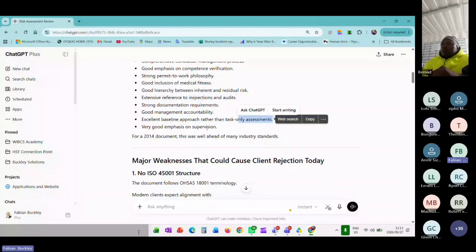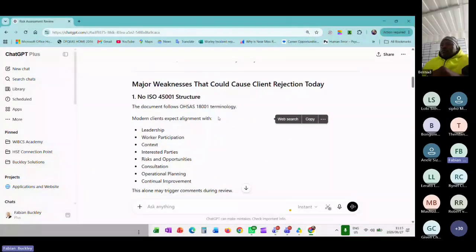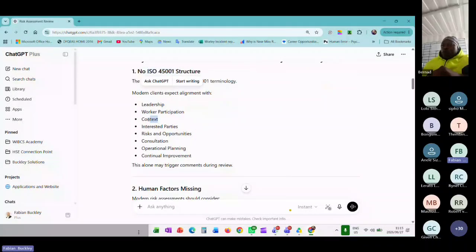Okay, and then the major weaknesses that it's picked up are in your ISO 45001 structure. The document follows OHSAS 18001. Look at that. I didn't even need to tell it that, and it went straight away and picked up that it was following OHSAS 18001 terminology and not ISO 45001 structure. Okay, so modern clients expect alignment with leadership, worker participation, context, interested parties, risks and opportunities, consultation, operational planning, continual improvement. This alone may trigger review.